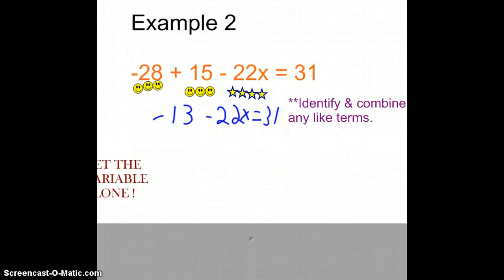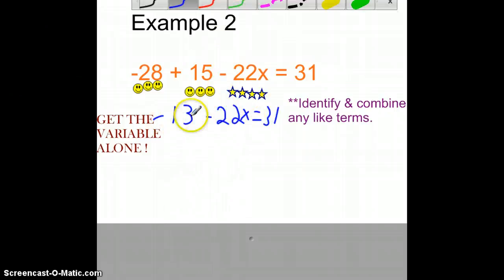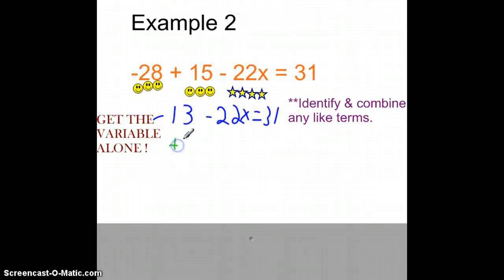Now, just like in any of these, get the variable alone. Here's our variable. We have a minus 13 over here, so let's go plus 13 on both sides. These 13s, negative 13, positive 13, cancel out. 31 plus 13 is going to be 44. Bring down our equal sign and our negative 22x.